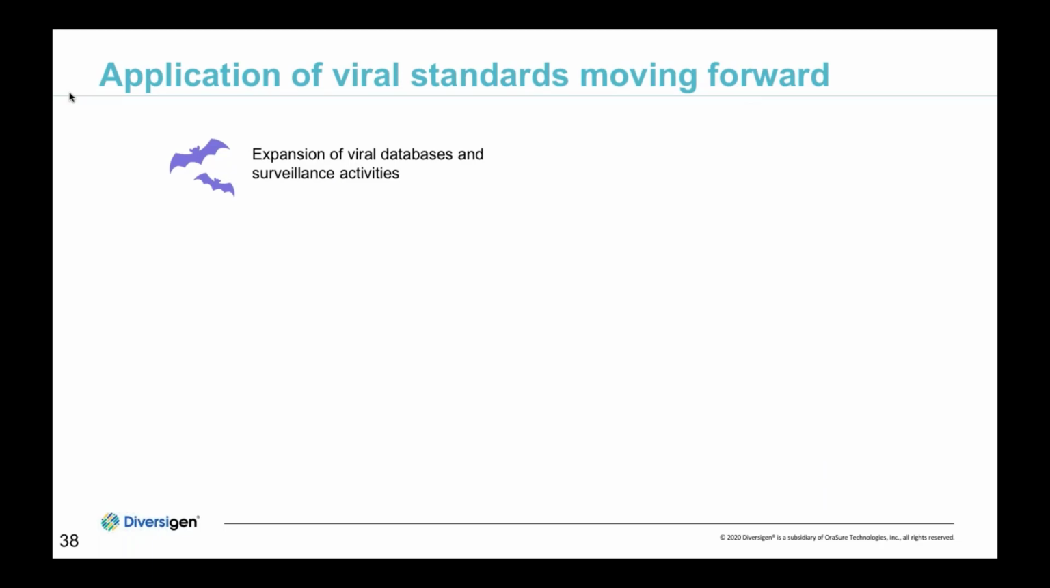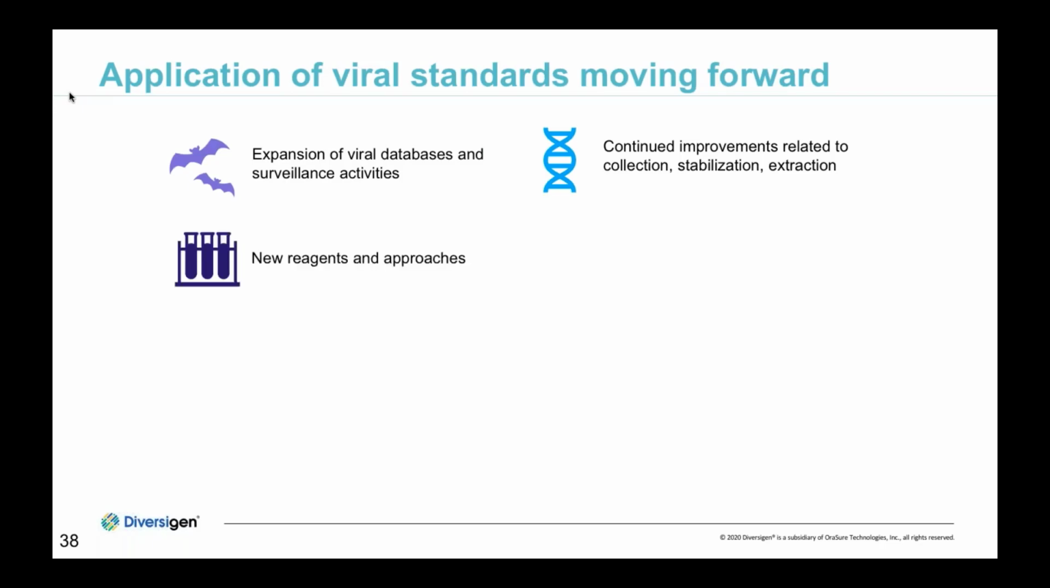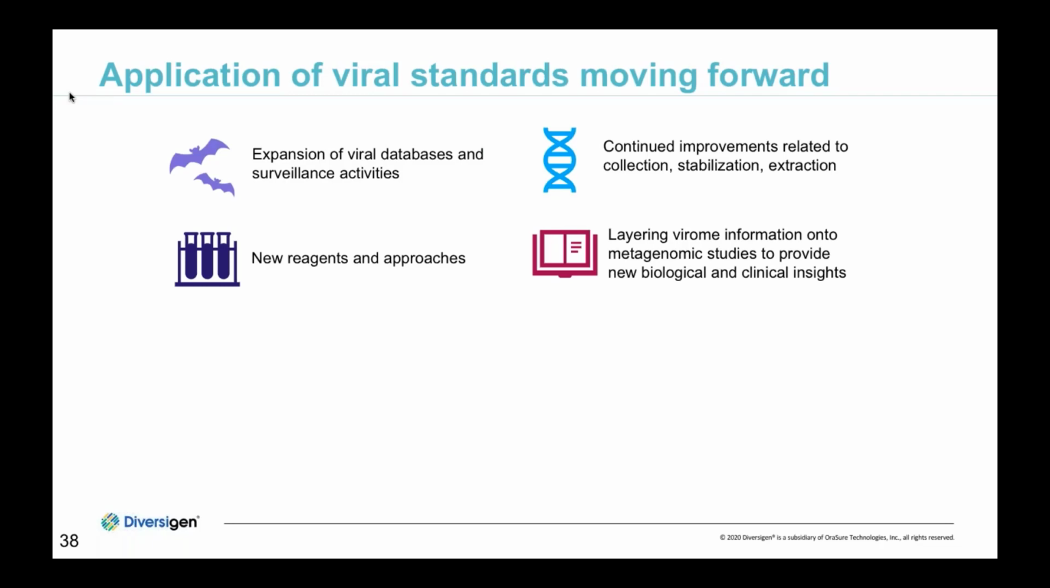So how do we apply these standards and reference materials moving forward? We know that viruses will continue to affect humans in one way or another in the future. So we can continue to use these materials to expand our viral databases, which will help in surveillance efforts. With viral reference materials, we can continue to validate current methods and current reagents for collection, stabilization, extraction, and detection assays. With these reference materials, we can validate and benchmark novel reagents and novel approaches for sample collection, detection, among many others. We can, for example, layer information into metagenomic datasets to provide new biological and clinical insights related to viruses, including SARS-CoV-2.